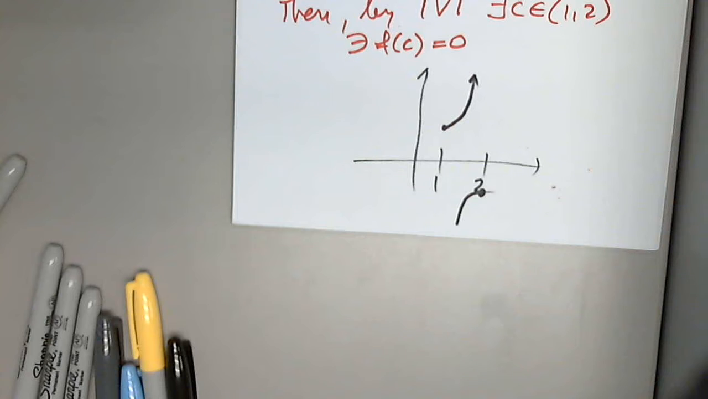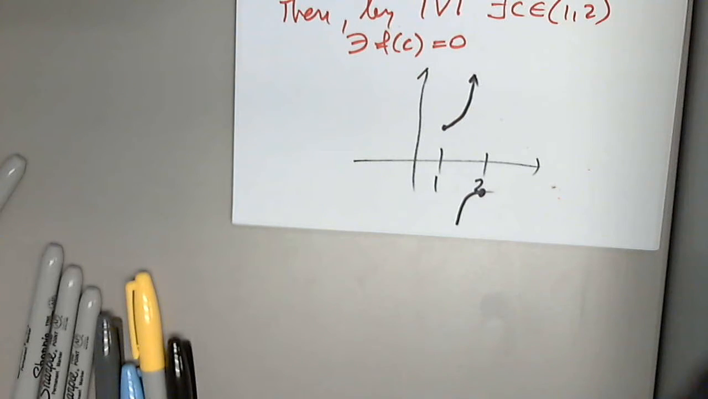The function is positive at 1 and it's negative at 2. Does it cross the x-axis between 1 and 2? Why?